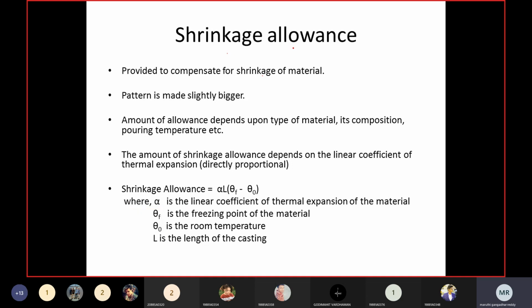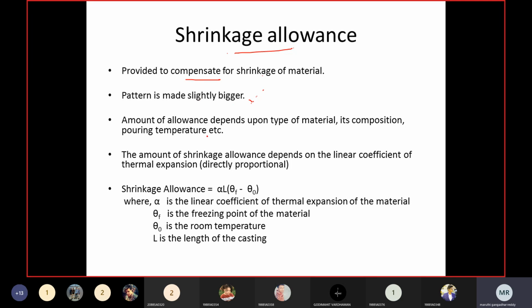What is the purpose of providing the shrinkage allowance? In order to provide compensation for the shrinkage of the material, we are providing the shrinkage allowance. What we will do in the case of this shrinkage allowance is make a pattern which is bigger in size than that of the casting. That means a pattern is prepared which is bigger in size than that of the casting.